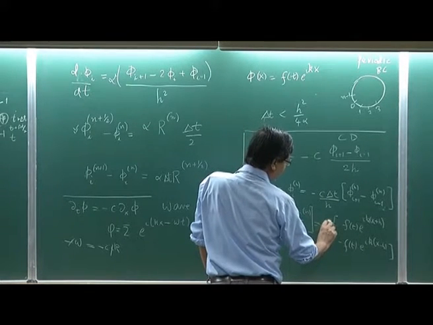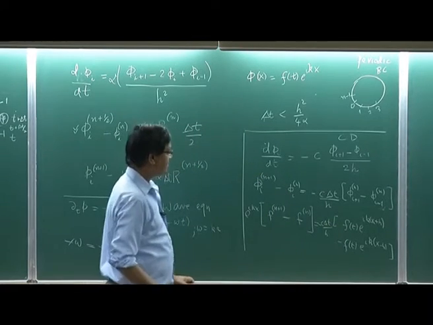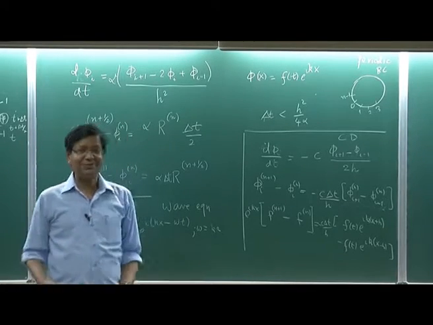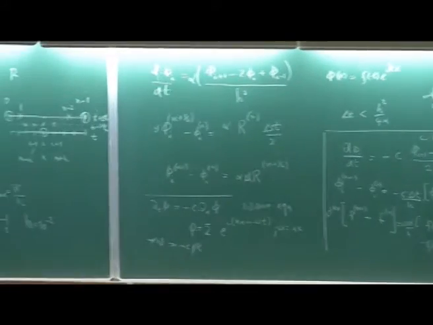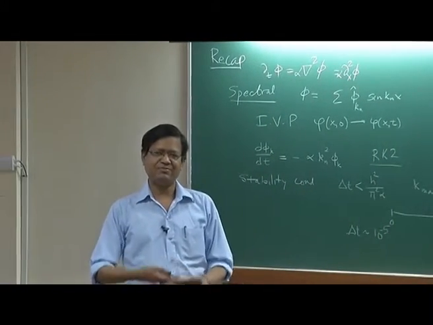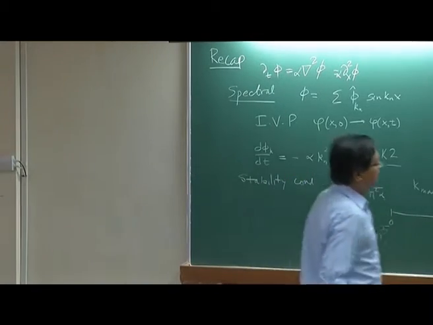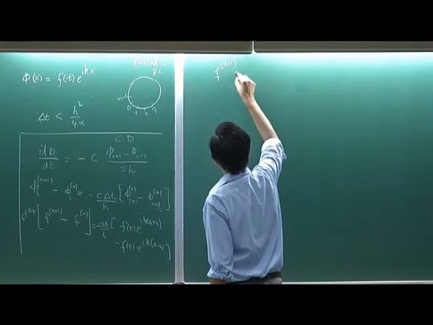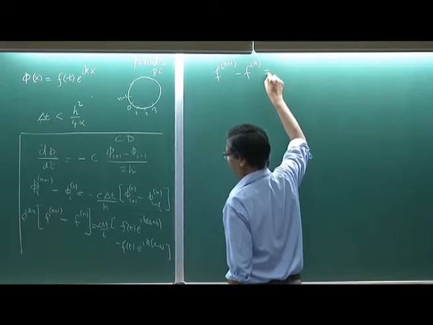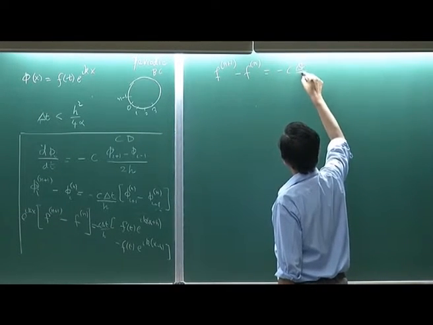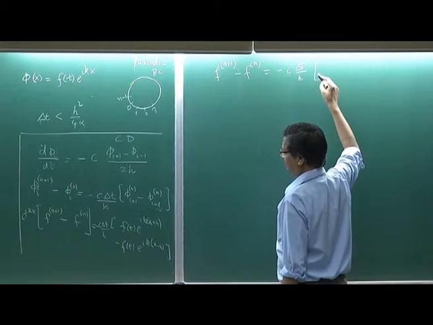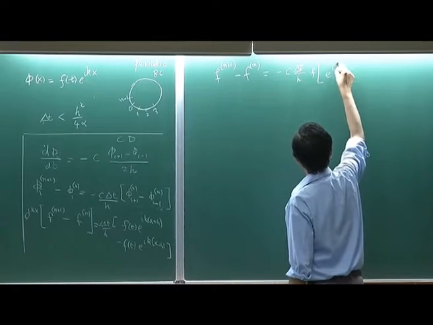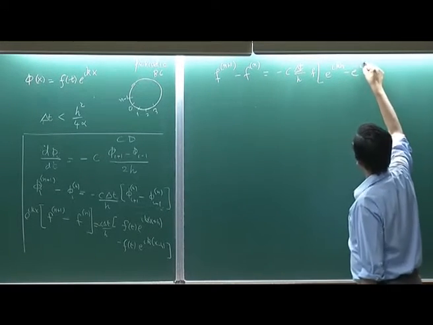is equal to minus c delta t by 2h. So e to the power i k x is getting cancelled. So it better be, because I want to get rid of the x dependence, and I see how f will change with time. So how will f change with time? So I will have f n plus 1 minus f n equal to minus c delta t by 2h. F is outside, so I will get e to the power i k h minus e to the power minus i k h.